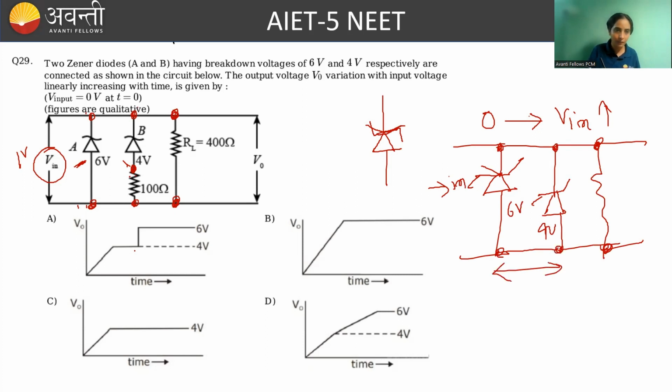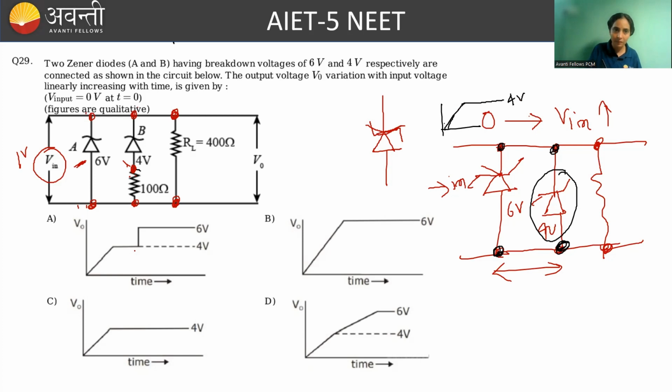Now you just see here, through this Zener diode voltage can't be greater than 4 volt. So across it voltage can't be greater than 4 volt, and across the load also voltage will not go above 4 volt. So if the diagram were like this, our correct option will be C, because voltage V in will increase, and after that it will become constant at 4 volt. Done.